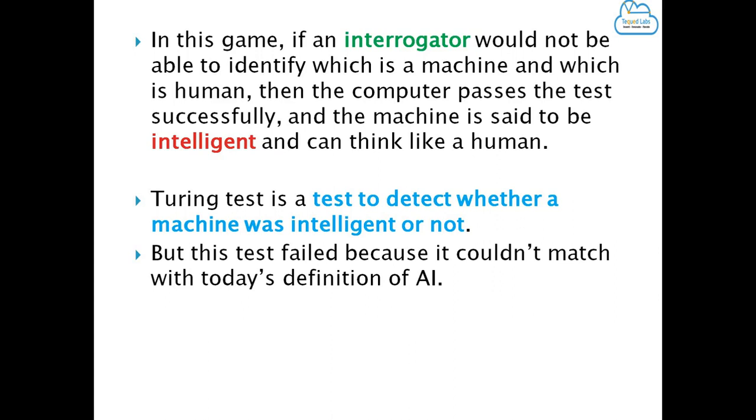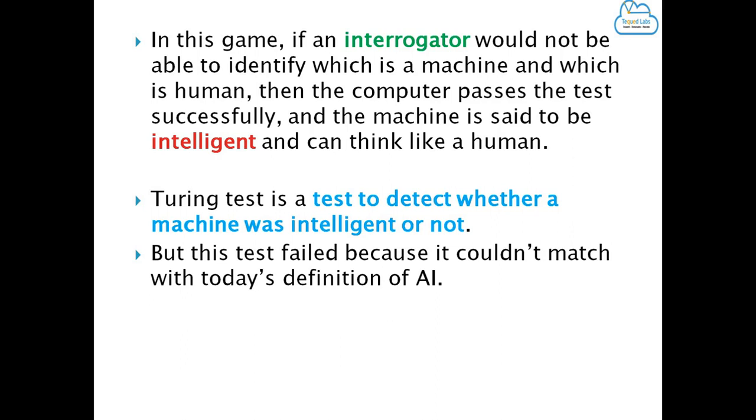So in this game we have an interrogator. If the interrogator is not able to identify which is a machine and which is a human, he will not know beforehand who is human and who is machine. He'll just be trying to communicate with both players, whether it is a human or a computer. Then the computer passes successfully if it can work like a human. If it can think like a human, it can perform like a human, and the interrogator or the judge cannot identify which is the machine or which is the human, then it has successfully passed. So basically the Turing test was done to identify whether a machine was intelligent or not.